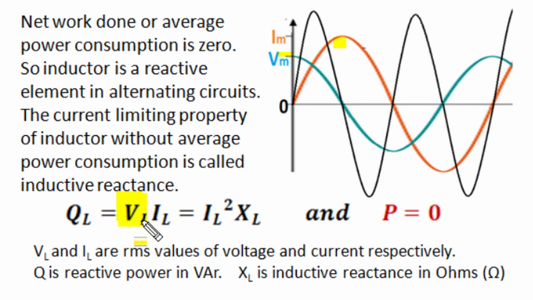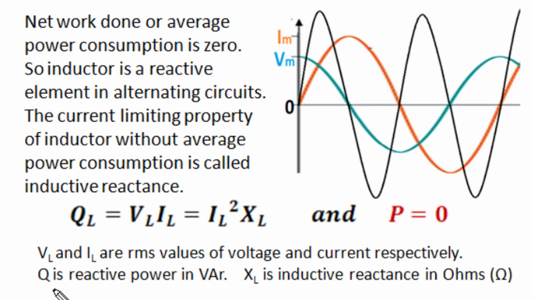The product of RMS voltage across the inductor and RMS current flowing through the inductor is known as reactive power, denoted by capital Q and measured in volt ampere reactive unit. And if in place of VL we write current multiplied by inductive reactance, then reactive power can also be expressed as IL square XL, and this reactive power represents only store of energy in the magnetic field in an inductor when current is increasing, and release of the same energy will take place when current in the inductor is decreasing.